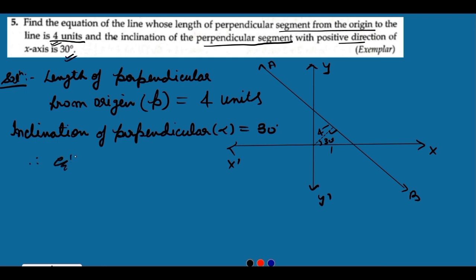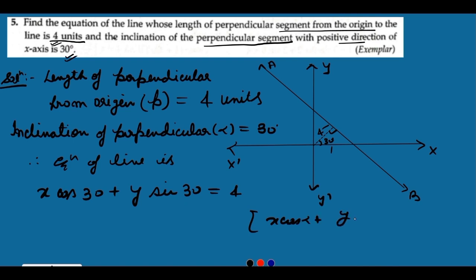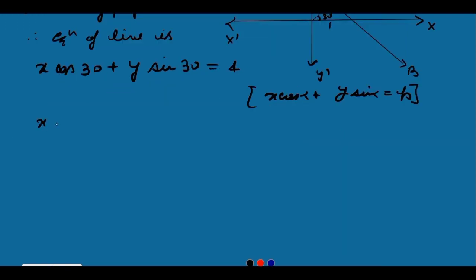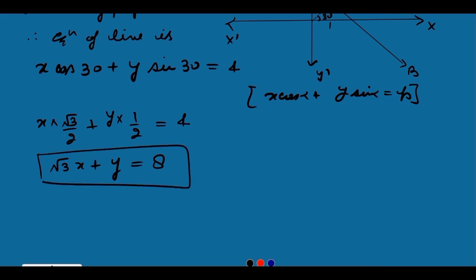Therefore, equation of line is x cos alpha plus y sin alpha is equal to p. Cos alpha, cos 30 is root 3 by 2 and sin 30 is 1 by 2. Root 3 x plus y is equal to 8. This is the equation of given line.